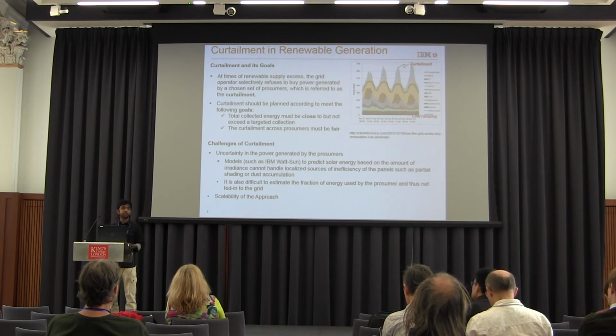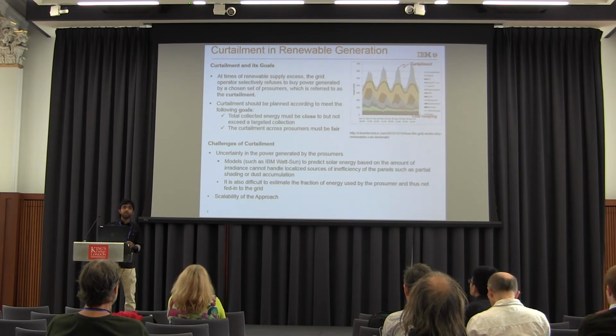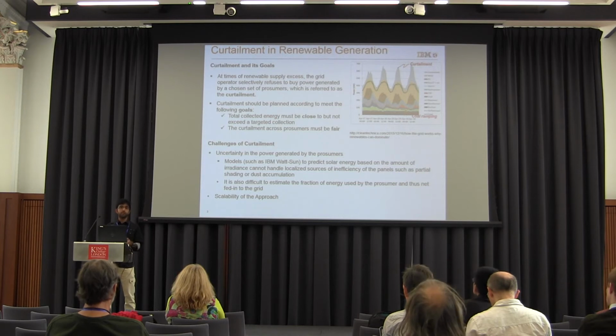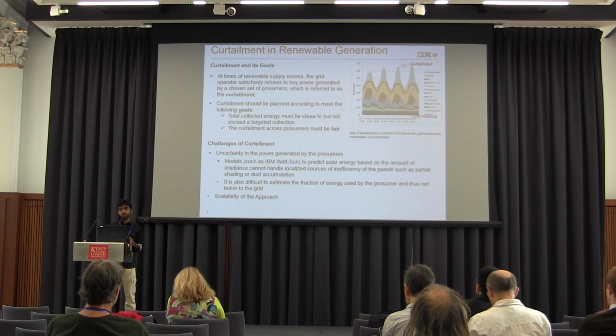There are also a few challenges of curtailment. The first one is that the energy produced by individual prosumers is not a known quantity ahead of time. And there are also localized effects, for example, dust accumulation on solar panels. These are localized effects of inefficiencies, which are difficult to predict by the standard energy predictors.